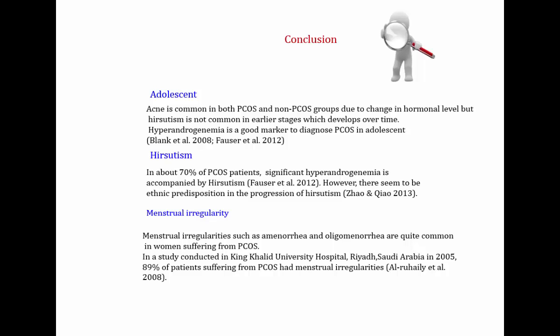In conclusion, as this condition affects different age groups differently, there are different criteria to judge. In adolescents, we see that acne is common in both PCOS and non-PCOS group women. So normally an adolescent will develop acne. We cannot say that yes, if it is acne and oligomenorrhea or amenorrhea, it is PCOS. No.